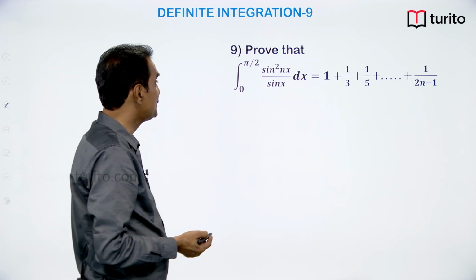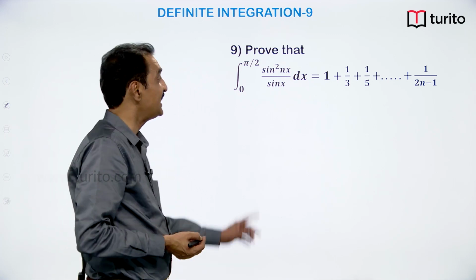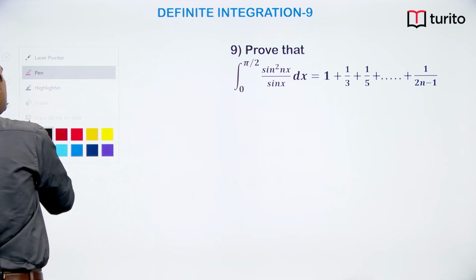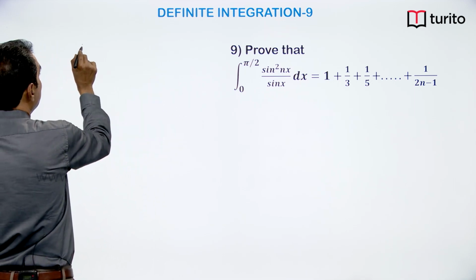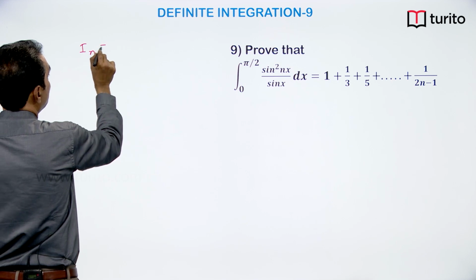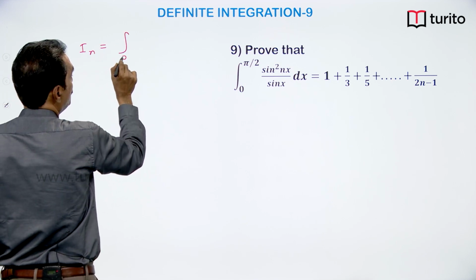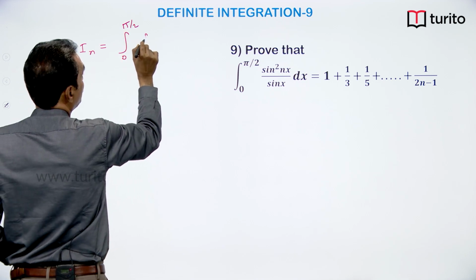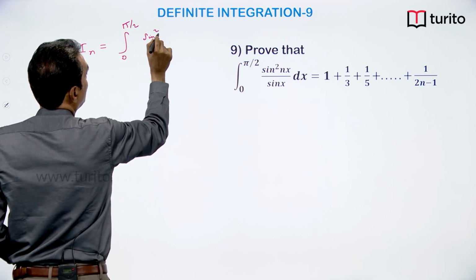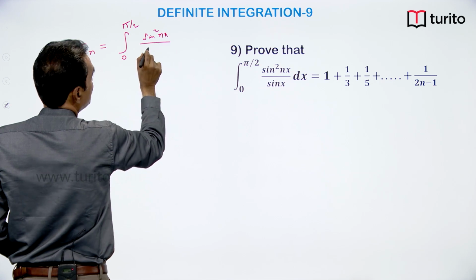Next is integral 0 to pi by 2 sine square nx by sine x. We know the approach, denoted by In, integral 0 to pi by 2 sine square nx by sine x.